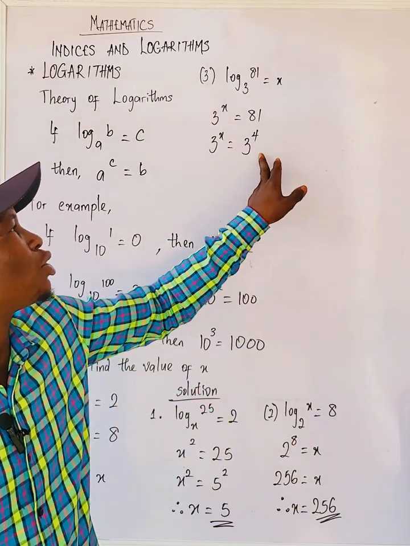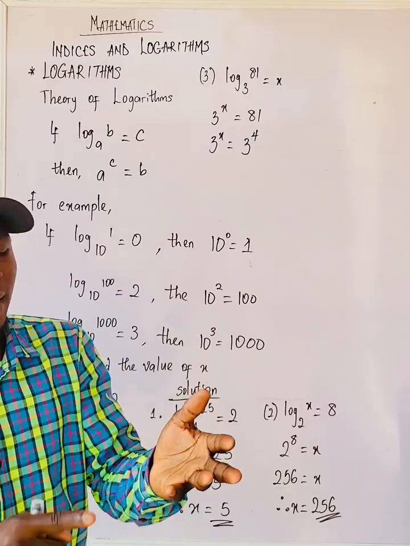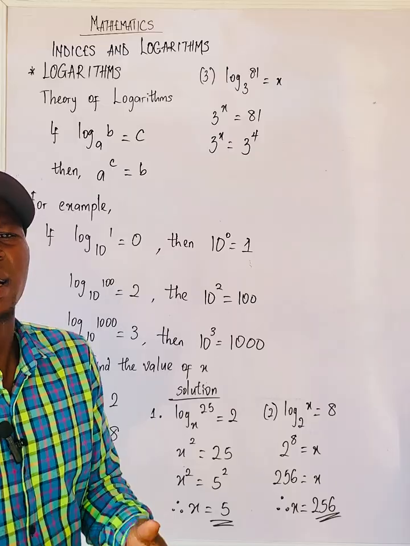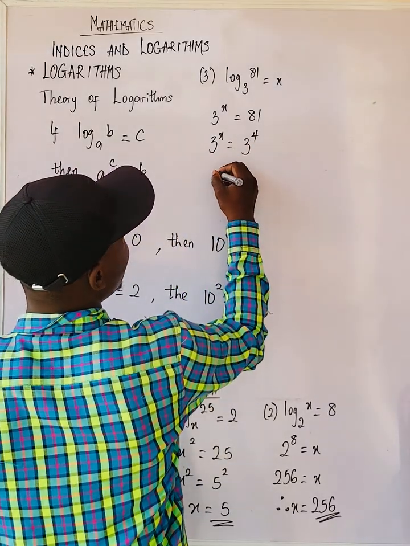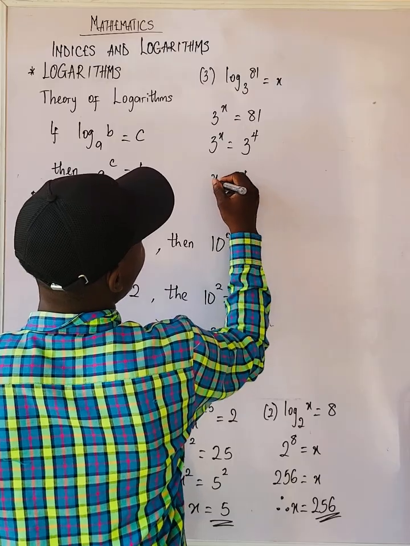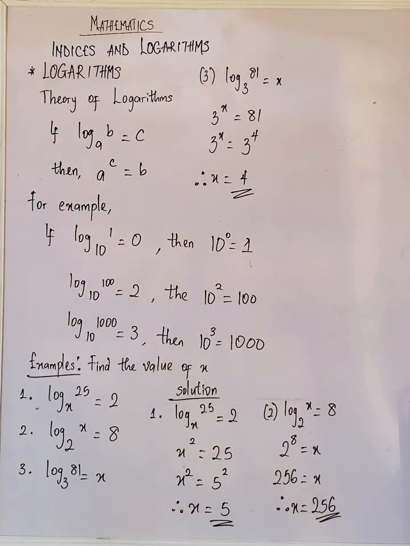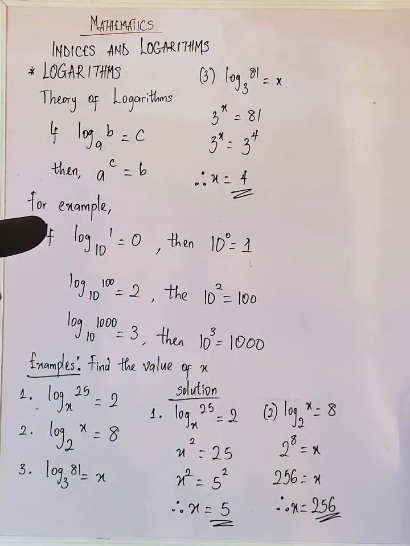When you say 3 to the power of 4, that means 3 in 4 places. That's 3 times 3 times 3 times 3. That's 3 times 3 is what? 9. 9 times 3 is what? 27. 27 times 3 will give us what? 81. So now they have the same base. So x equals what? 4. Therefore, x equals 4. So you equate the base together and you get your answer. So this is how we get the value of x.